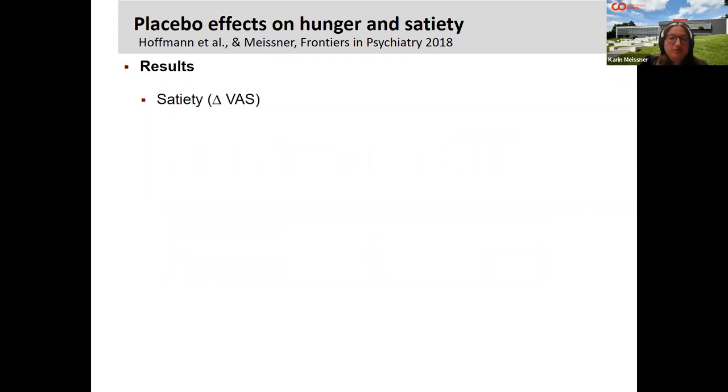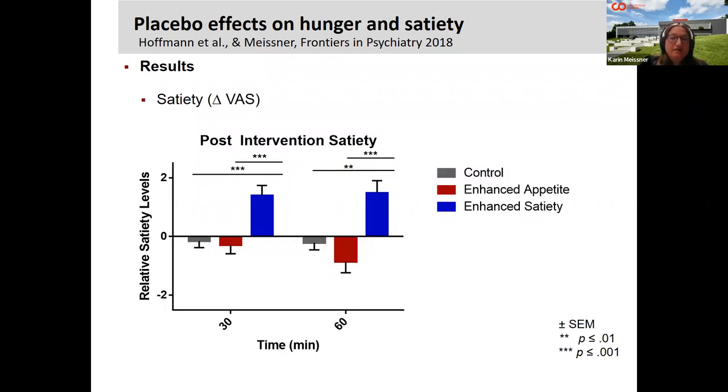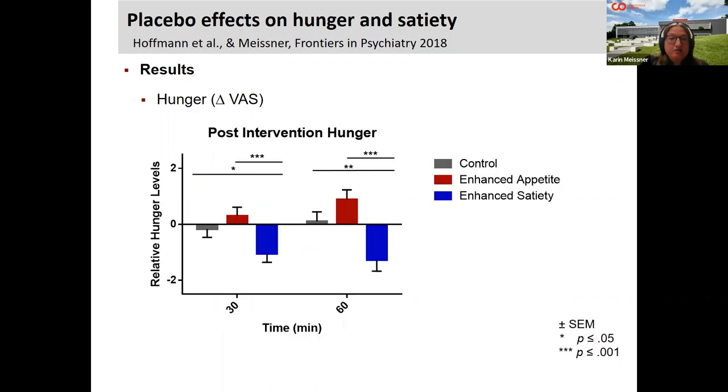And what about satiety and hunger ratings? Here we also saw that the satiety intervention increased satiety, and in the enhanced appetite group, the satiety was decreased, but not significantly. And also the hunger ratings showed the same pattern. So hunger decreased in the enhanced satiety group and decreased a little bit in the enhanced appetite group. So at the behavioral level, there was an effect only in the enhanced satiety group.